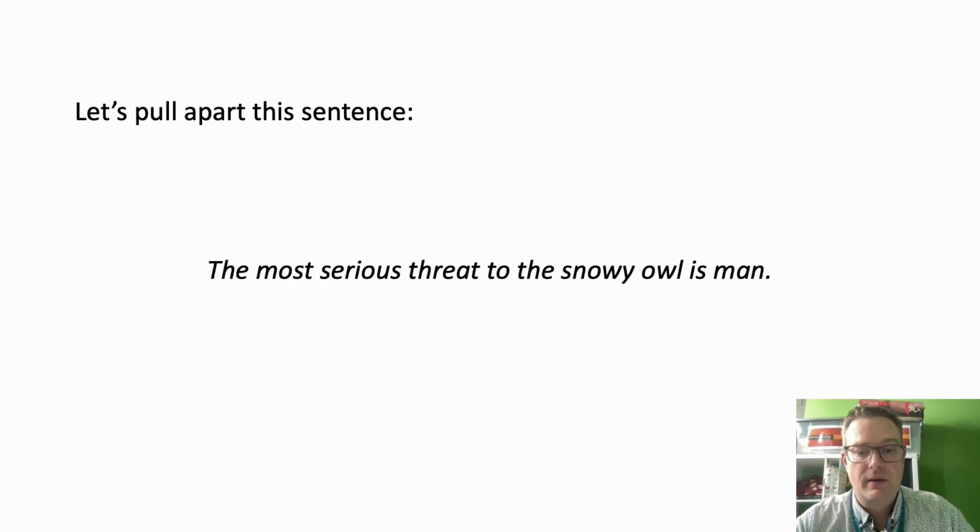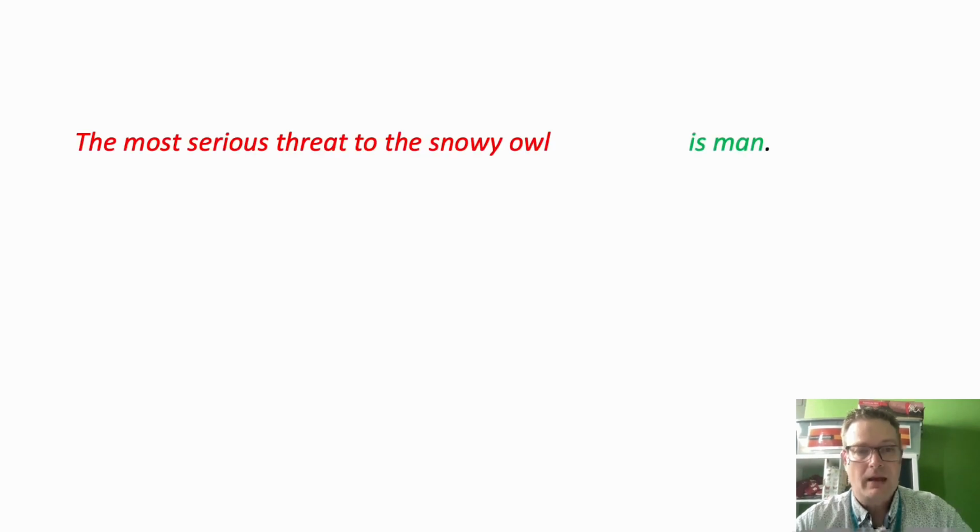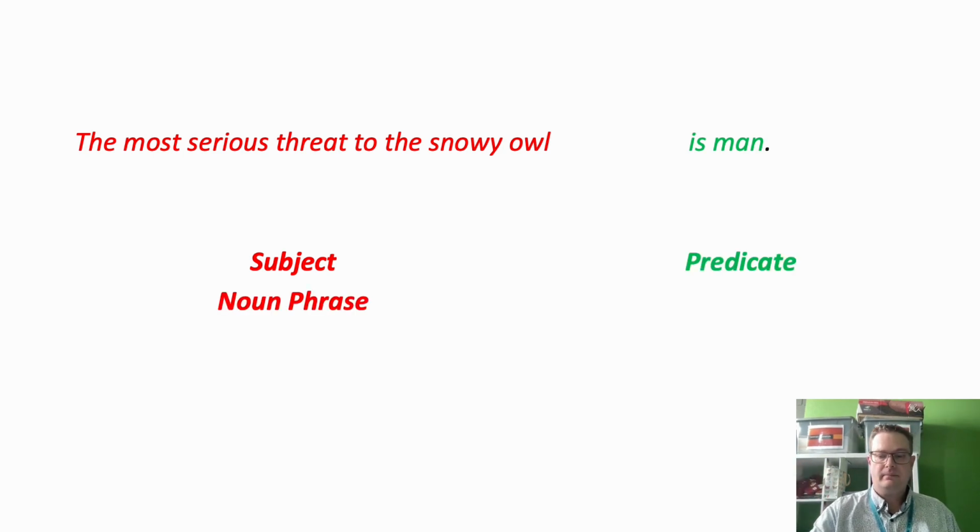All right, so a sentence like this: the most serious threat to the snowy owl is man. Big, long sentence. We can break it up like this. The subject is the most serious threat to the snowy owl, and the predicate is man. The subject kind of has to be a noun phrase because it's got to be the thing that's doing the thing, even if there's other words there that are telling us more about the thing. And then the predicate will kind of have to be a verb phrase because it will always have a verb at the center. Okay, let's break it up more.